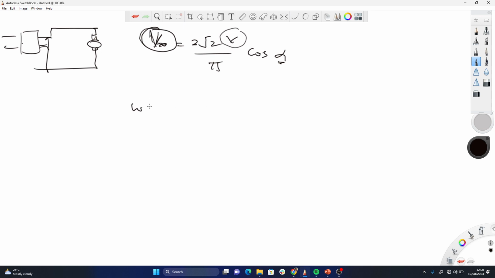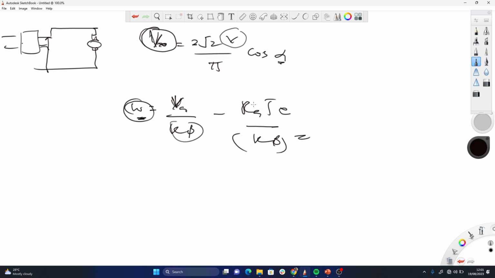Now, I know that speed is equal to VA over K phi minus RA T over K phi squared. I know the speed, I convert to rad per second. I know K phi. I know RA. I know torque. So I can find the voltage of the armature here, and that voltage becomes the voltage here, this V naught here. You get it? You can input V naught here directly. Once I have that V naught here, I can now find cos alpha.